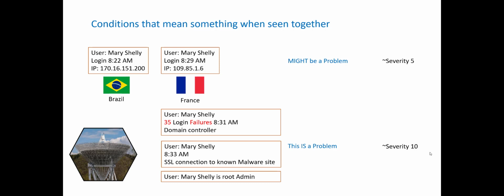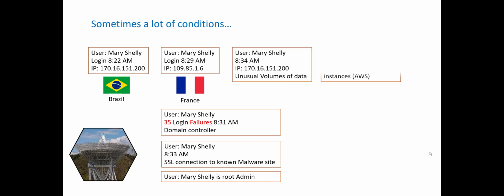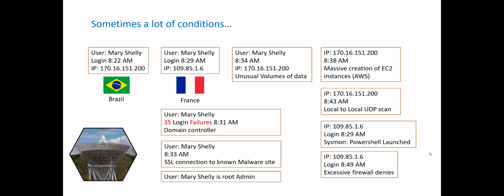And there are hundreds of rules inside QRadar, and you can write your own. And I know other products have their own rules. And sometimes we'll see lots of conditions, right? This is a more complex example of an offense in QRadar. Oh my God, not only is my user Mary Shelley showing as compromised, but her IP address at .200 in Brazil is creating EC2 instances, and then a port scan, and then, oh, by the way, from the other IP address where she was in France, PowerShell's been launched, and oh, by the way, there are excessive firewall denies.